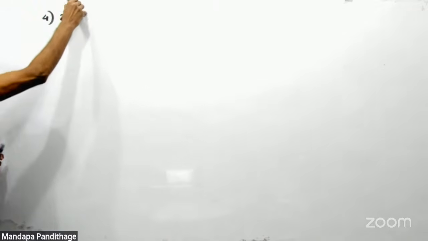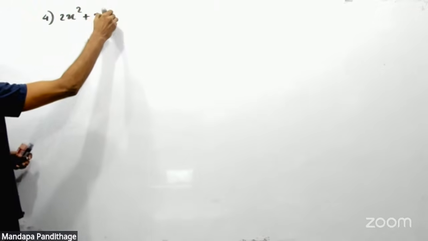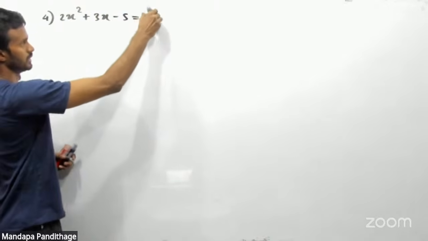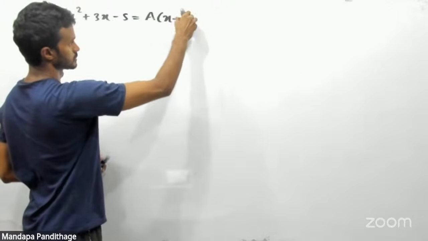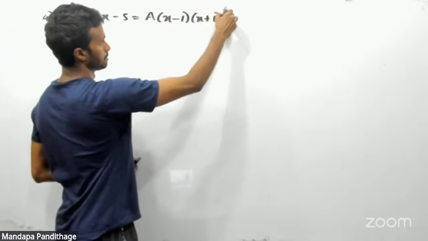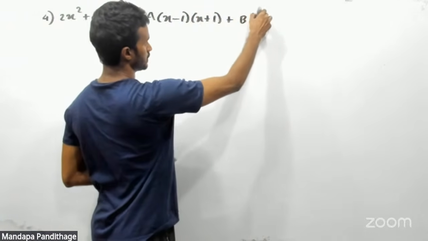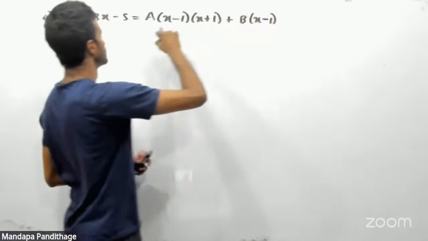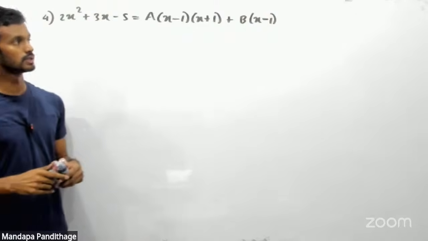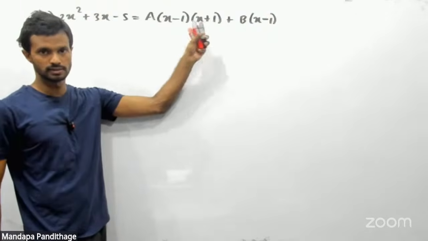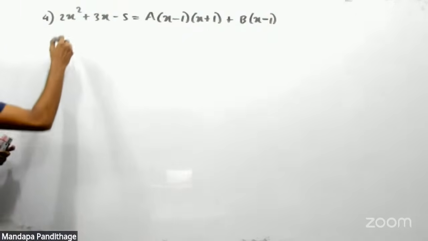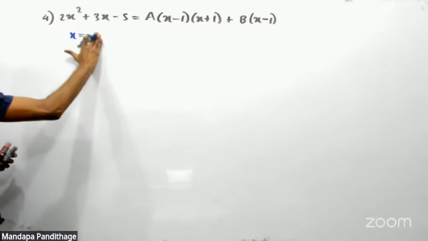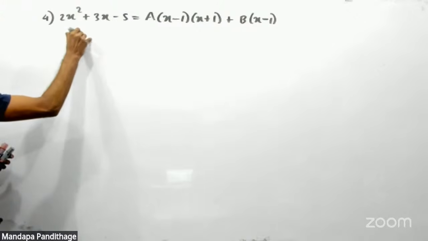2x squared plus 3x minus 5 is equal to a times (x minus 1) times (x plus 1) plus b times (x minus 1). Now you can see in this case, you can substitute x equals minus 1 to make this 0. So first I substitute x equals minus 1.